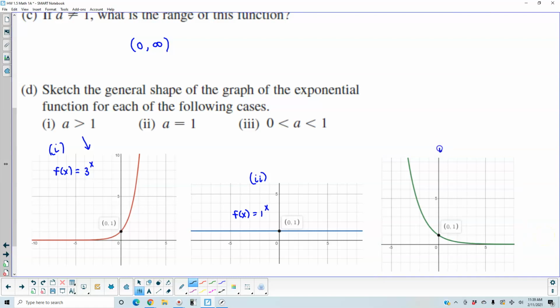So this is the third case where we have f of x equal to the base of 1/2 to the x power. So we can see that the first case is an increasing function going from left to right with a y-intercept of 0, 1. The second case, where the base is 1, we just get a horizontal line passing through the point 0, 1. And then whenever the value of a is in between 0 and 1, we can see that this is a decreasing function. But again, it's going through the y-intercept of 0, 1.